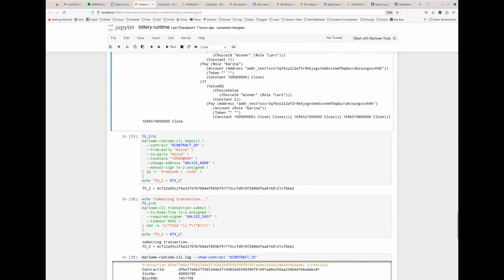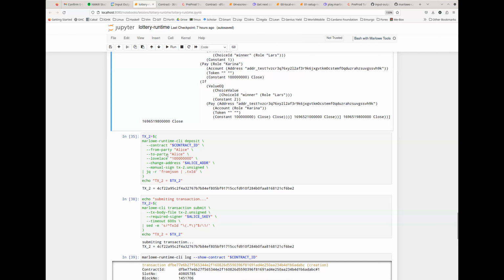Okay, so now the next step is we want to make a deposit. So Karina or Robertino must make a deposit. And there's also a command for that in Marlowe runtime CLI. It's called deposit. You have to specify the contract ID. You have to specify the party and where it's going. So I suppose, Robertino, in your case, that's then the address, right? Yes, I have my own address.